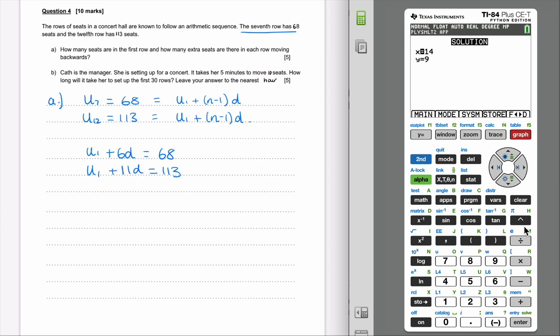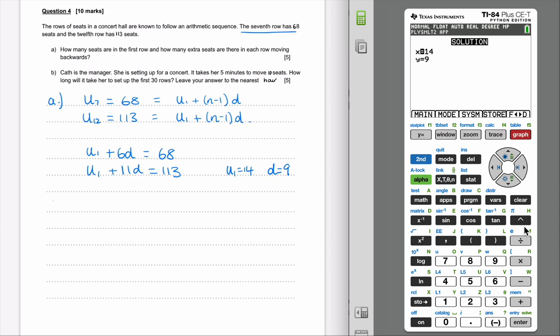So if I solve that, I can see that the x, or the first term, the u1, is 14. So u1 equals 14, and the difference is 9. So I've used my calculator there to do the simultaneous equation. We're asked how many seats are in the first row. So the first row equals 14. And how many seats are there extra in each row moving backwards? So that's the difference, and that's 9.